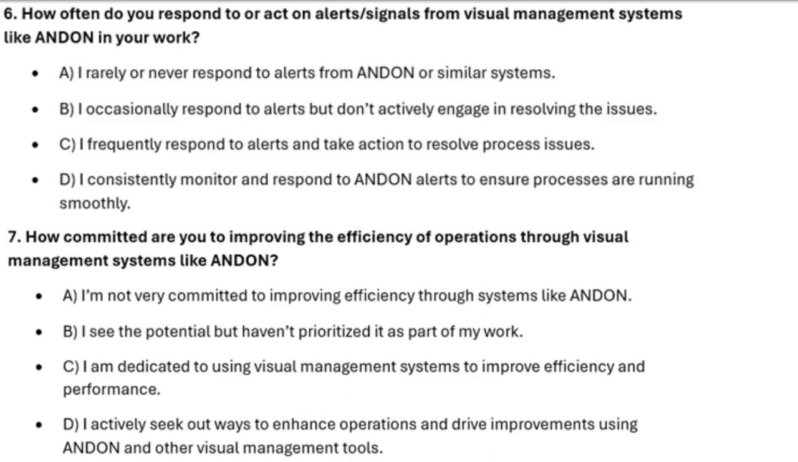7. How committed are you to improving the efficiency of operations through visual management systems like ANDON? A. I'm not very committed to improving efficiency through systems like ANDON. B. I see the potential but haven't prioritized it as part of my work. C. I am dedicated to using visual management systems to improve efficiency and performance. D. I actively seek out ways to enhance operations and drive improvements using ANDON and other visual management tools.